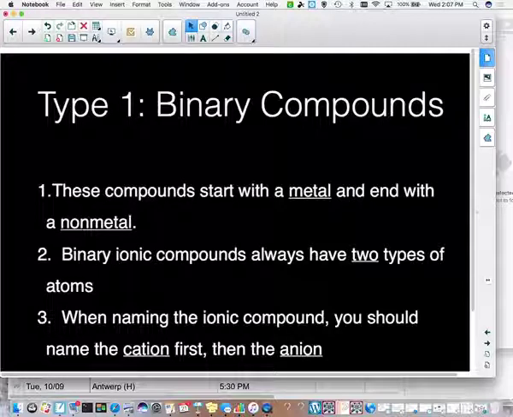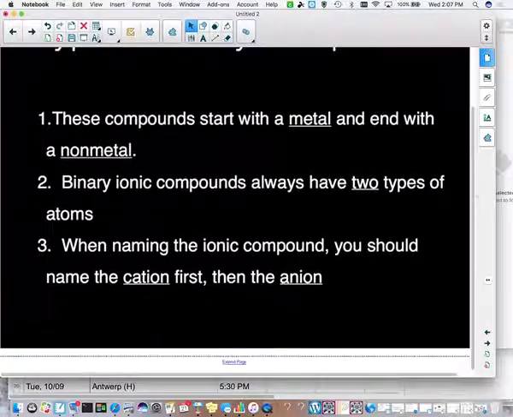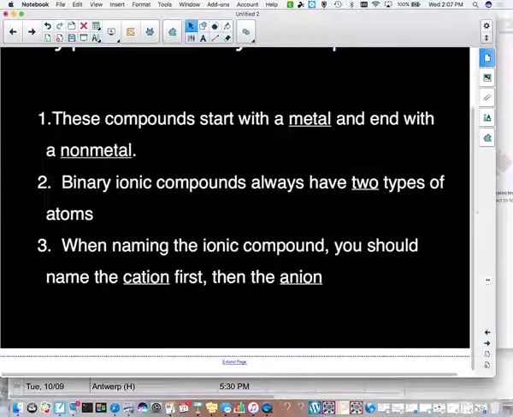Okay, so our first element is going to be the metal. Second element is the non-metal. That is an ionic bond. Binary ionic compounds always have 2 types of atoms. So typically we have the positive metal, the negative non-metal. When naming the ionic compound, you should name the cation first. So remember cation with the T in it, it's a positive ion. So the ion has the positive charge. Then the anion. Okay, so there is a specific order that you have to name them in.